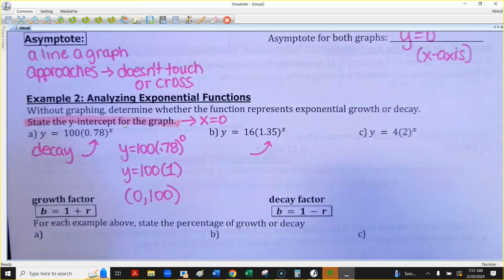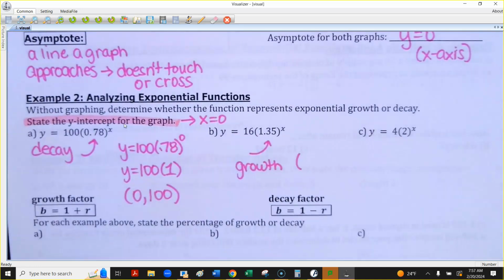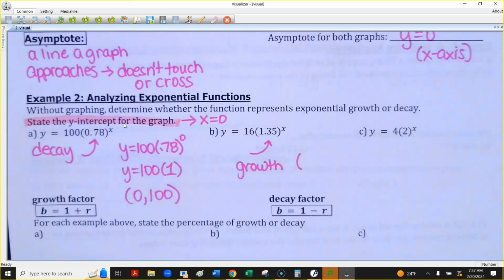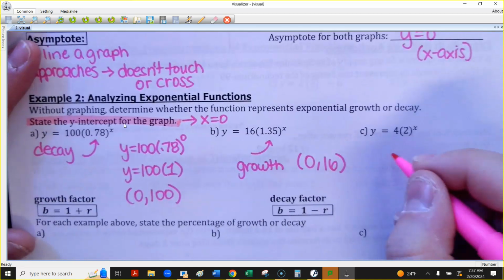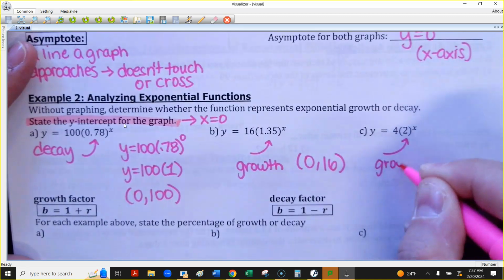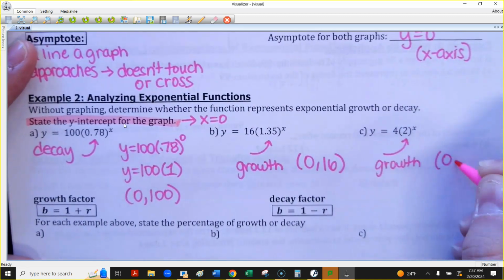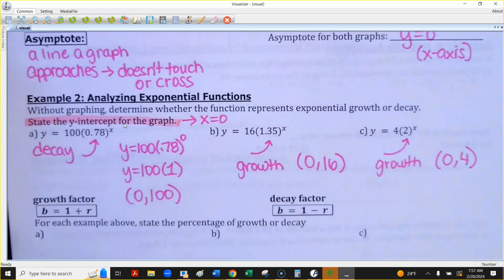This one's growth. If it's bigger than 1, it's growth. What would my y-intercept be for that second equation? Yes, ma'am, 0, 16. Good deal. All you have to do, if you're not sure, just plug in 0 for x. Now, what do we think for this last one, growth or decay? Growth, right? It's bigger than 1. What's my y-intercept for that graph? 0 what? 4. Just 0 and then the a value. And if you don't believe me, plug in 0. I promise it'll be true. Is anybody having a question about any of those?